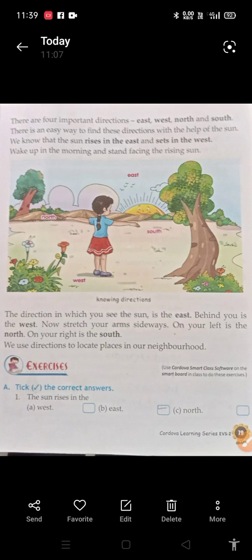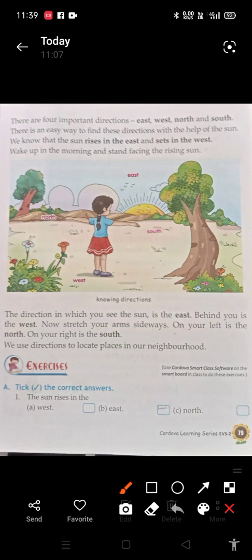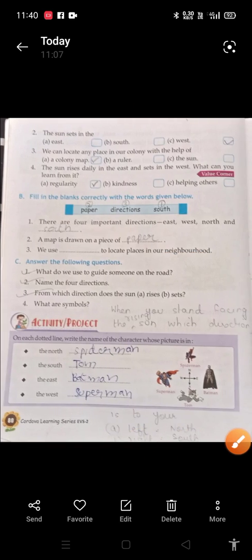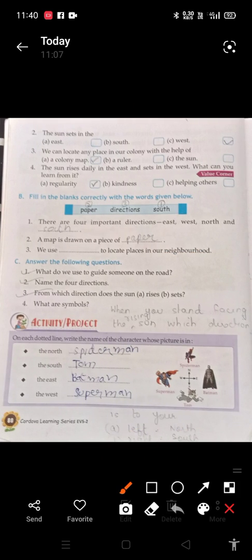Now we have come to the end of this chapter. Now let's do the exercise. The sun rises in the, yes, west, east, or north? The answer is east. The sun sets in the, options are east, south, or west. Yes, the correct answer is west.